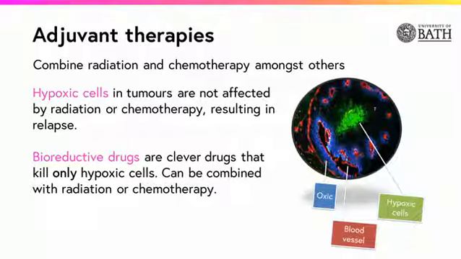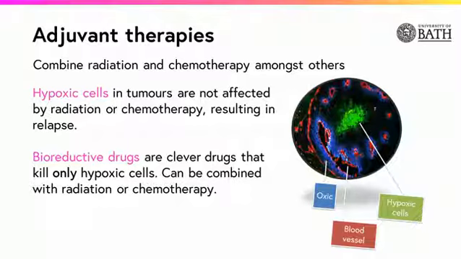So one clever way of targeting both hypoxic and oxic cells is using drugs called bioreductive drugs, which is a part of research I was involved with. Bioreductive drugs target only hypoxic cells. So in normal, oxygenated cells, they're completely harmless. But when they encounter a hypoxic environment, these are converted into cytotoxic prodrugs that kill the cells.